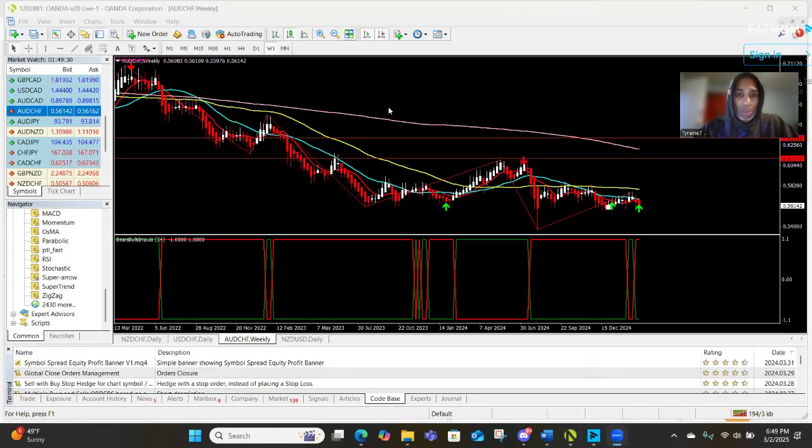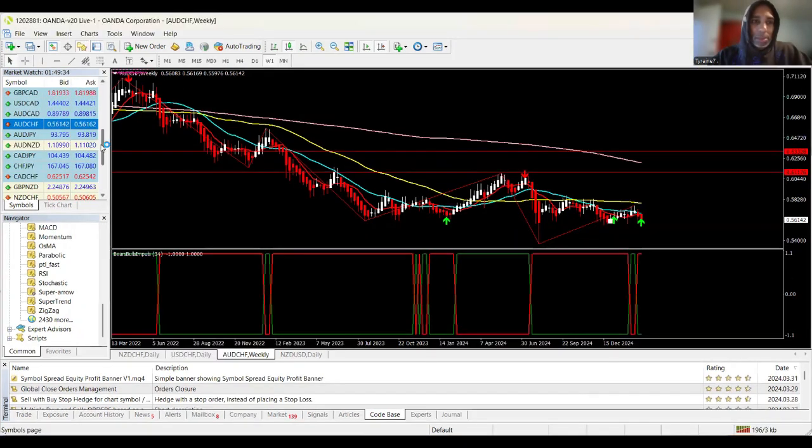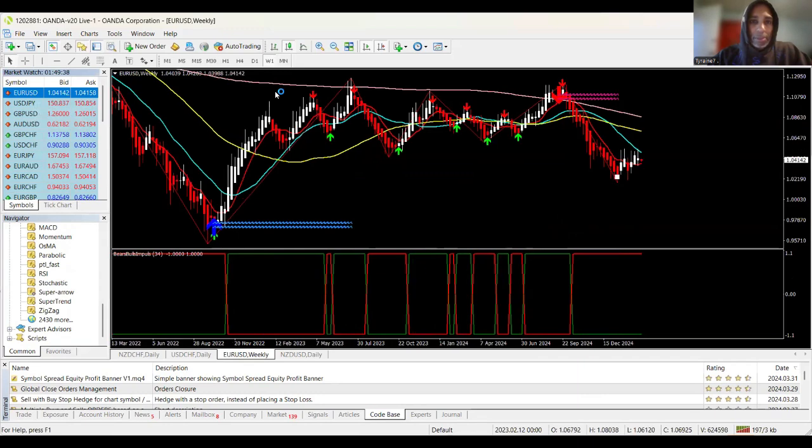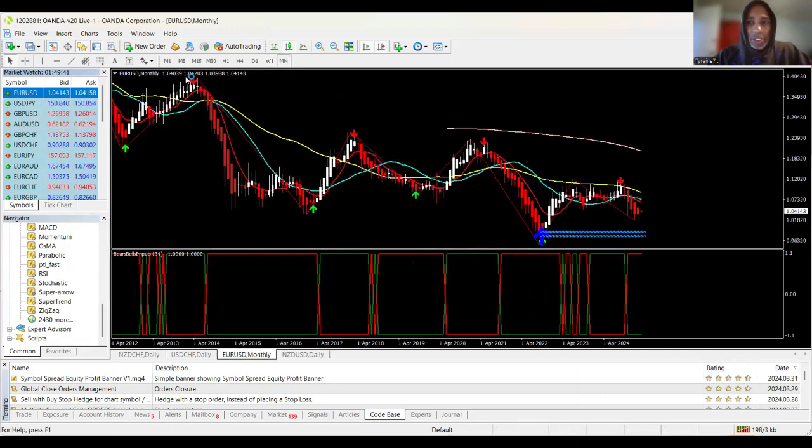What we're going to do is go to our MetaTrader 4 setup. We'll run through these pairs fairly quickly. We bring it to the monthly chart. So this is the monthly chart. We're just looking for any possible reversals on the monthly. We won't enter on the monthly. Typically, we'll enter on the daily.